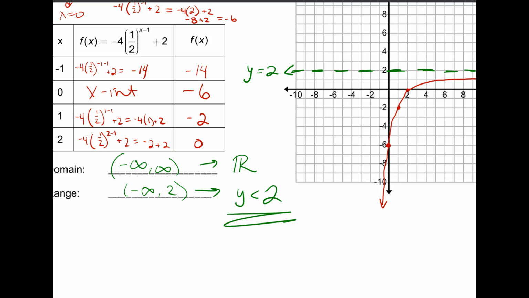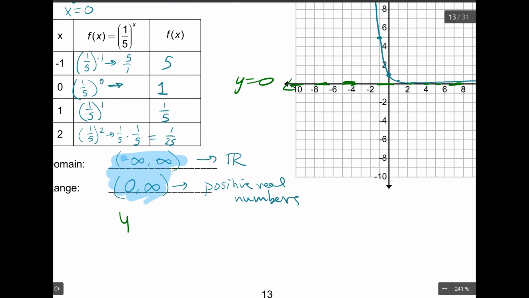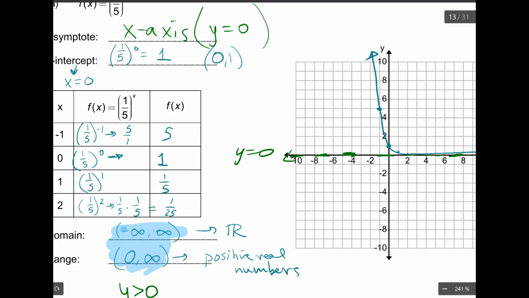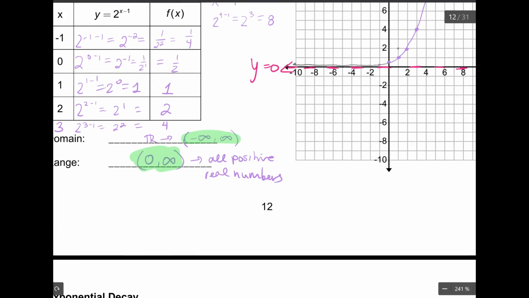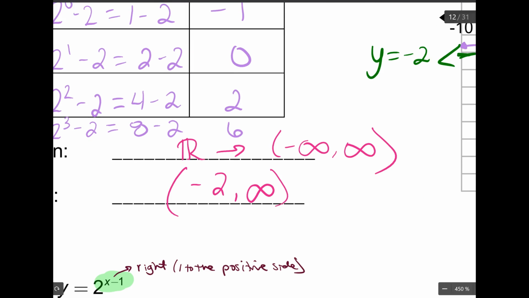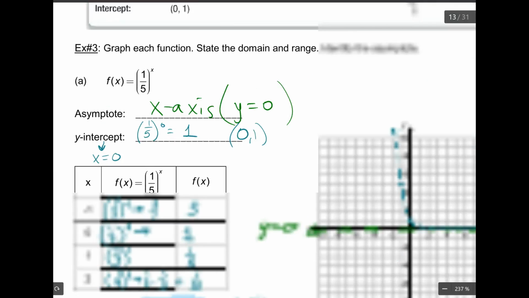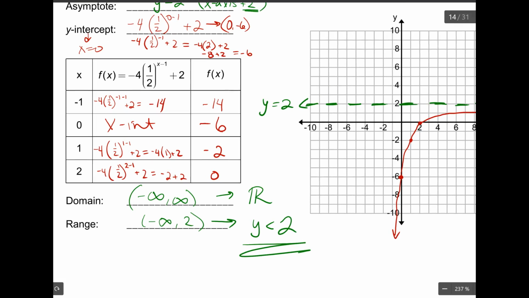So you can write y is less than 2. I'll accept that. And I could go through the other ones, like here would be y is greater than 0, right? This one ranges from 0 to infinity, so that'd be y is greater than 0. This one, it's negative 2 to infinity, so y is greater than negative 2. All right, so you can write it in inequality, that's fine as well.